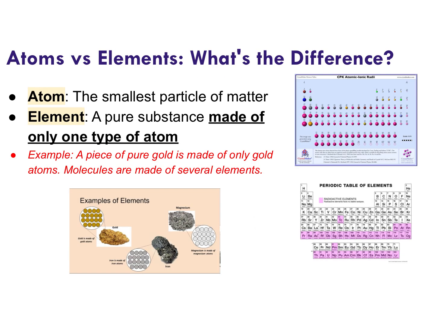So a common misunderstanding is the difference between atoms and elements. So an element is a pure substance made up of only one type of atom. Okay, and an atom is the smallest particle of matter for a specific element. So let's take a look at this.